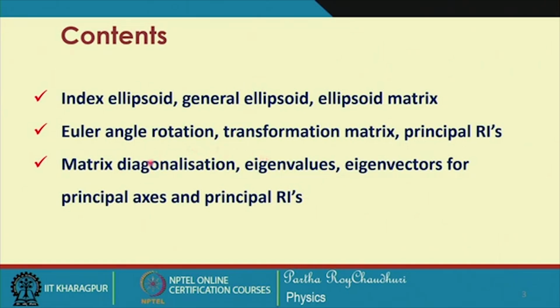Then, because it is a matrix, we will end up with eigenvalues and eigenvectors, and incidentally we will see that it is very interesting that the two methods, Euler angle rotation and the matrix method, will give you the same result in terms of the eigenvalues and the transformation matrix or the eigenvectors.